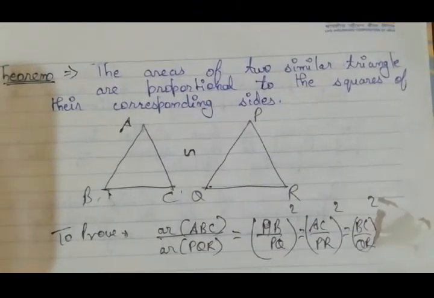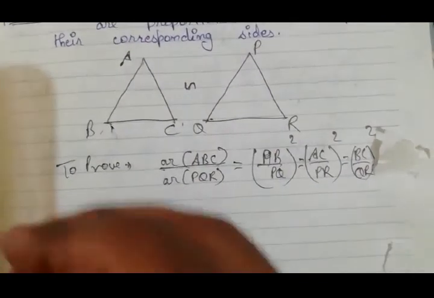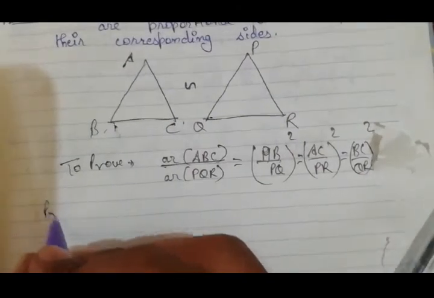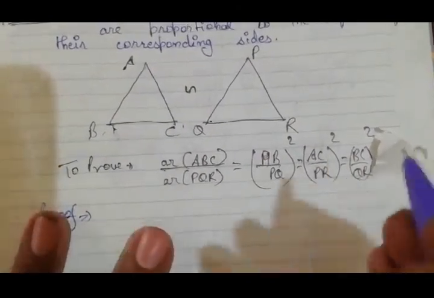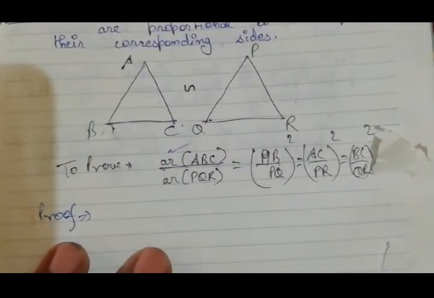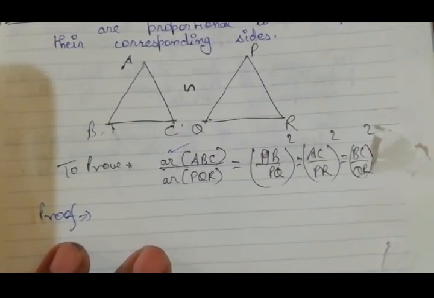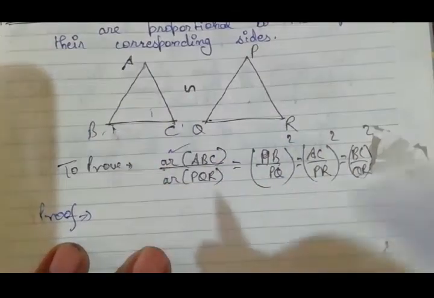Okay, now for the proof, let us prove it here. Proof. Okay, so in the proof what we need here is area, and how can we get the area of a triangle? 1/2 into base into altitude. Did you remember that? Okay, so we will apply the same thing here, but we don't have altitudes in these two triangles, so let us draw an altitude.